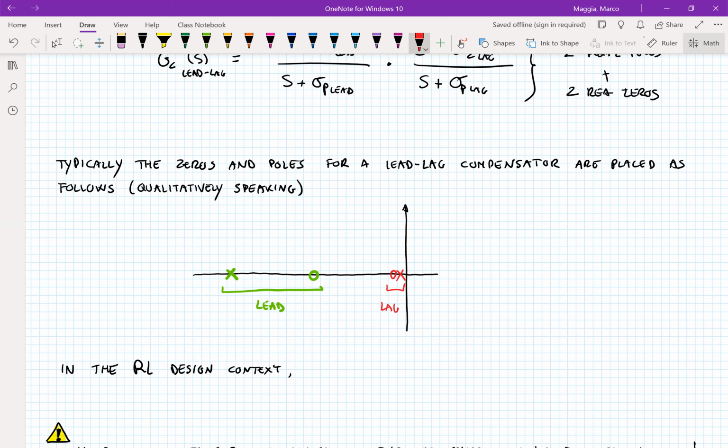So if the zero and the pole are very close to one another, such as in the case of a lag compensator, you see that the angle associated with the zero is almost equal to the angle associated with the pole. So this will cause the root locus of the uncompensated system not to change dramatically.